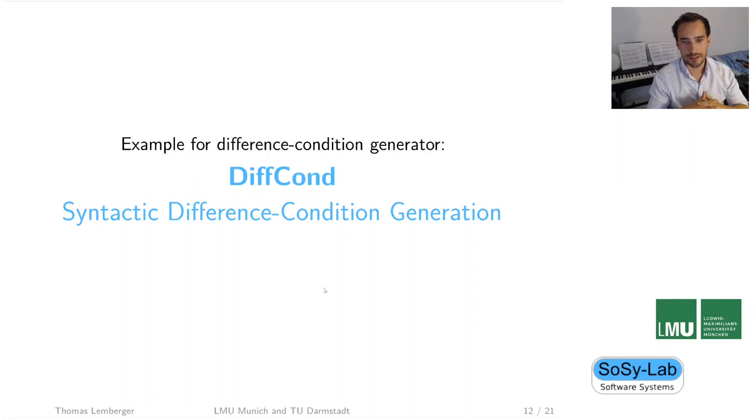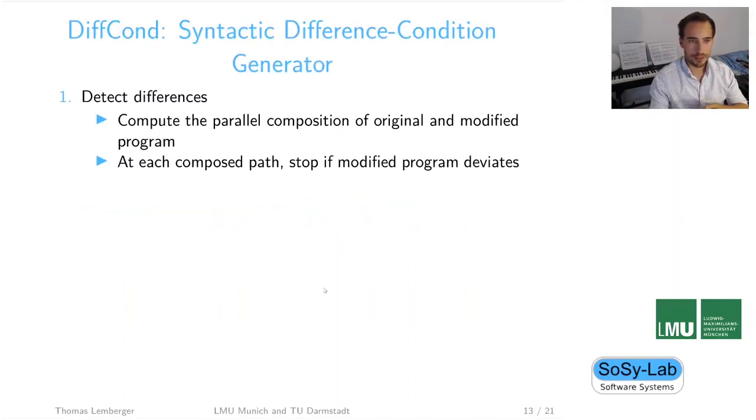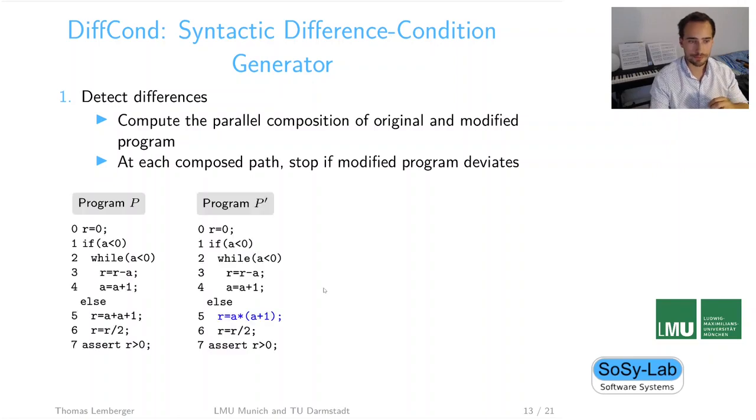So let's look at an example for a difference condition generator. This is a quite simple implementation called diffcont, and it's based on the syntactic differences. So diffcont works in two steps. In the first step, it detects the syntactic difference by computing a parallel composition of the original and the modified program. And if it encounters any difference in this composition, it stops because it can already tell there's a difference and it will propagate downwards.